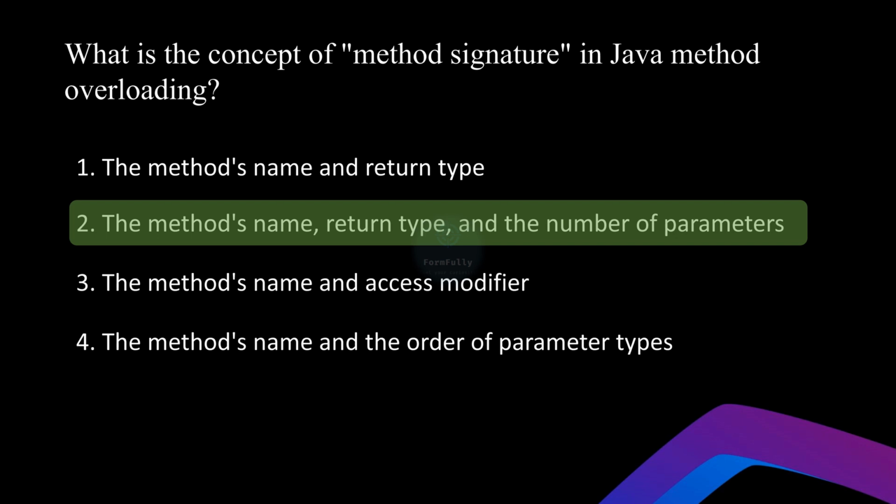To overload a method, you can use the same method name but must change the number or types of parameters, or both. Option 1 is incorrect because this is a partial definition. It's not sufficient to distinguish overloaded methods. Option 3 is incorrect because the access modifier is not considered part of the method signature. Option 4 is incorrect because the order of parameter types is important but it is just one aspect of the number and types of parameters. So option 2 is correct.